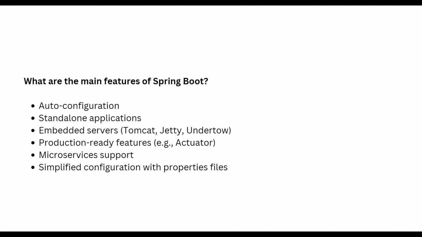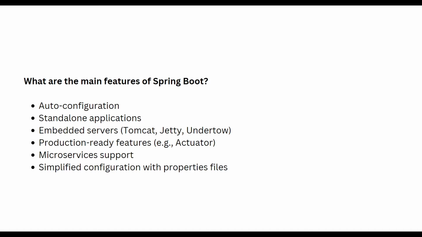Now, what are the main features of Spring Boot? So we have auto configuration, standalone applications, embedded servers, production ready features, microservices support, and last, simplified configuration with properties file. Just to summarize in one liner, with auto configuration you don't have to tell the application where your configuration lies. It will automatically pick it up.